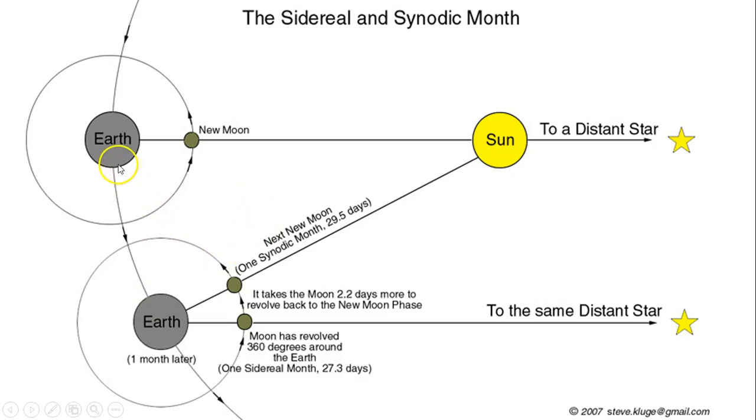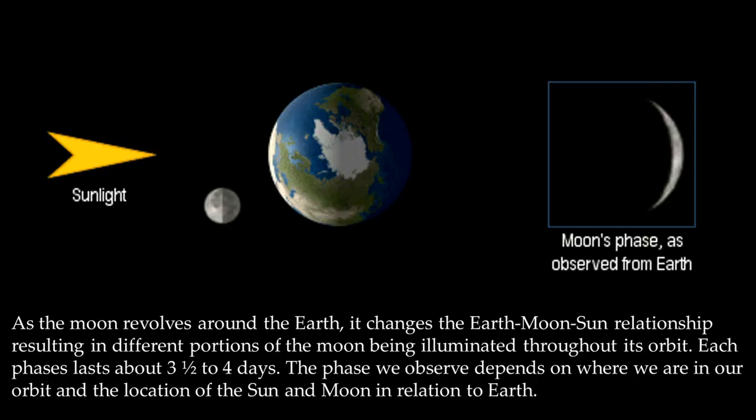So what you're going to be looking at is a change of approximately 30 degrees over the course of a month. Well, 30 degrees is basically going to be equivalent to an additional 2.2 days. So it's because of the Earth's revolution around the sun that we're changing the position, and to get back to that new moon phase, it has to move an additional 2.2 days. Okay, so that's the primary reason for the difference in the sidereal and the synodic month.